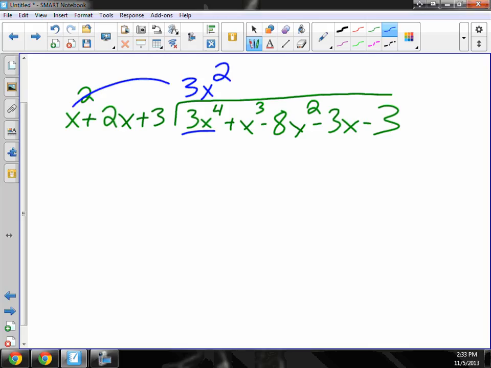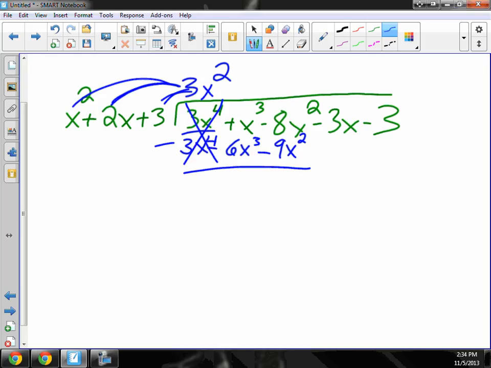So I multiply times all three of them and just line them up in the correct column. So 3x to the fourth. This one's going to give me 6x to the third. And that one's going to give me 9x squared. Now I go through and change all the signs. First one cancels. Bring down everything else. 7x to the third minus 17x squared minus 3x minus 3.